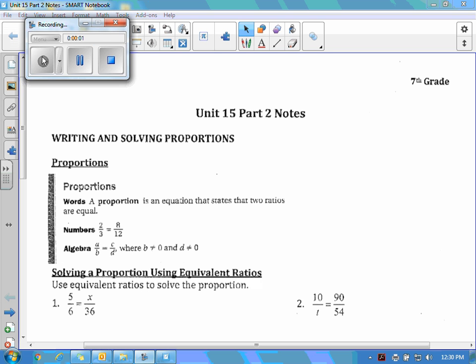In Unit 15, Part 2, we're going to talk about writing and solving proportions. I'm going to show you 2 ways to solve proportions in this part, and then in Part 3, we'll look at the way that you'll probably line it. So quickly, let's just review.